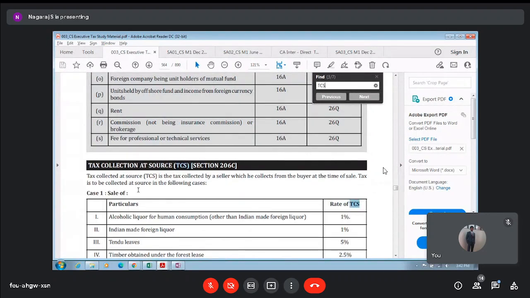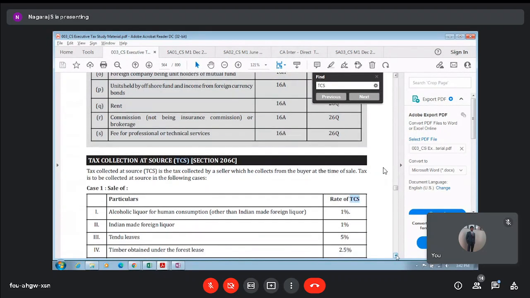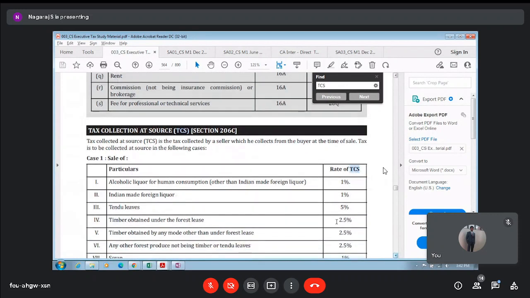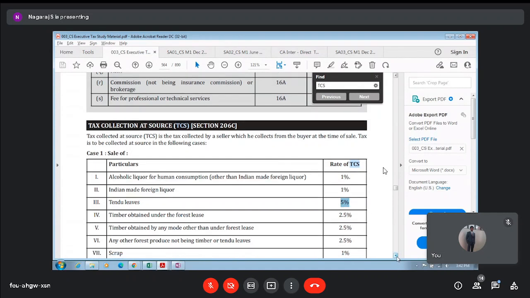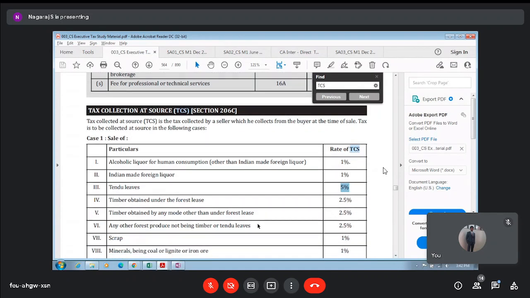See. Indian made foreign liquor, what is the TCS rate? 1%, sir. What is the tendu leaves TCS percentage? 5%. What is the forest produce? 2.5. Any other forest produce not being timber or tendu leaves? 2.5. What is the question they are asking?